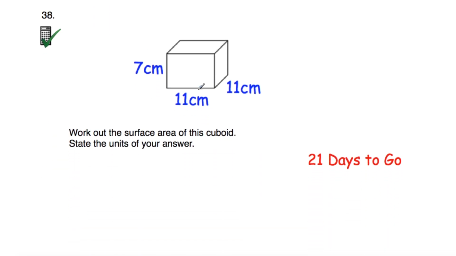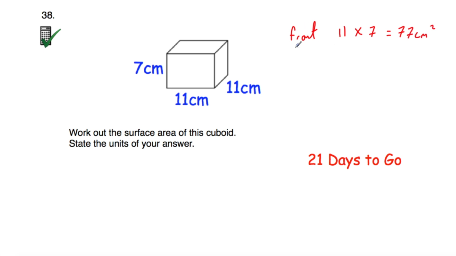Question number 38 is on surface area, and we need to find the surface area of this cuboid. To do that, we're going to need to find the area of all 6 faces. So let's find the area of the front. The rectangle at the front is 11 by 7. 11 is the length and 7 is the width. So 11 multiplied by 7 is equal to 77 centimeters squared.